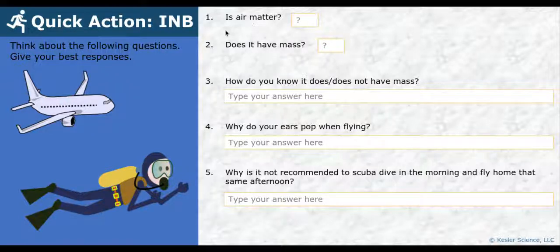Okay, guys, so number 1, is air matter? Air is matter. So there's 3 different forms of matter. There is solids, liquids, and gases. Air is a form of gas. It is a gas, so it is matter.